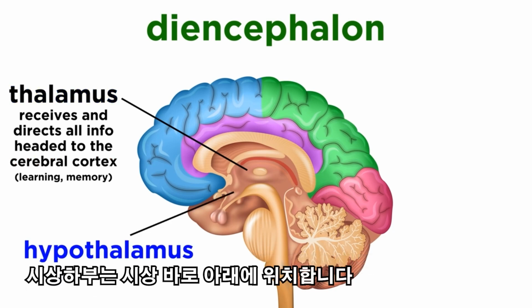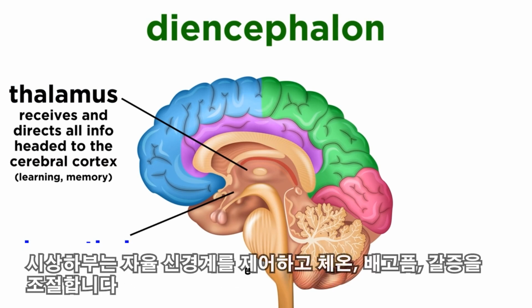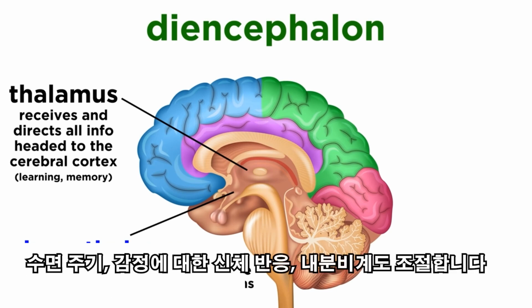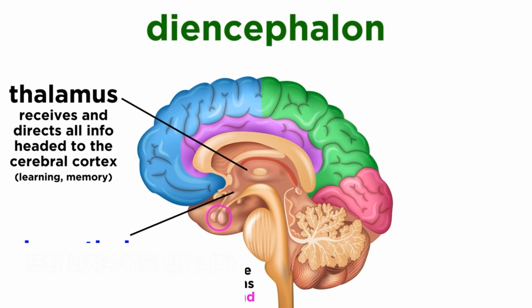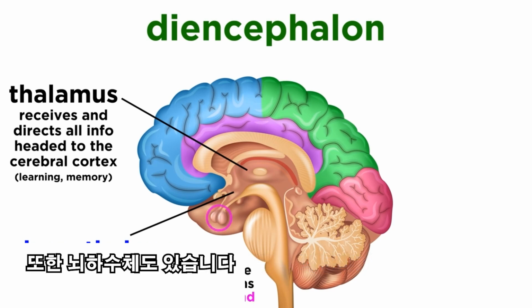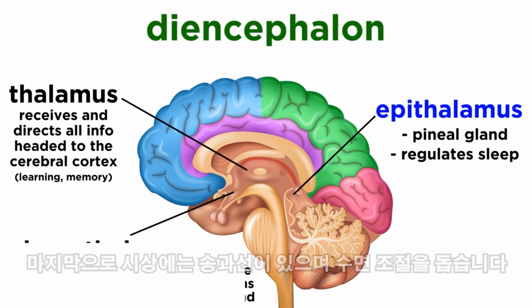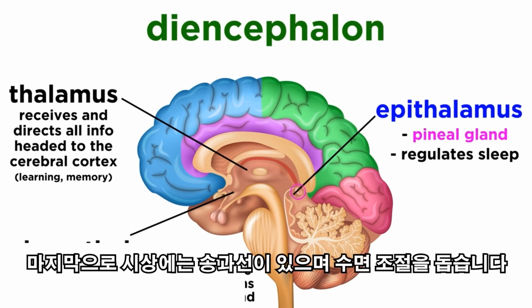The hypothalamus sits immediately below the thalamus. This controls the autonomic nervous system, regulates body temperature, hunger and thirst, sleep cycles, physical response to emotions, and the endocrine system. It also houses the pituitary gland. Lastly, the epithalamus houses the pineal gland and helps regulate sleep.